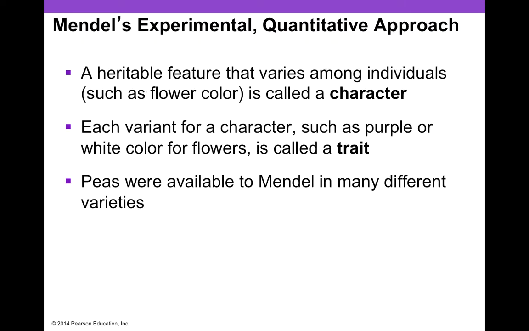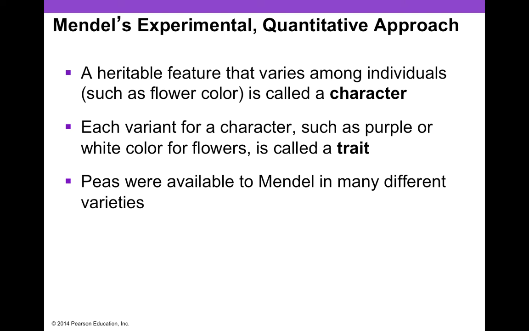So there's quite a bit of vocabulary that you'll need to be able to use, so we'll go over them while we discuss Mendel and his experiments. What Mendel was doing was looking at various characters, such as flower color or seed color, any feature that can differ between individuals. And each variant is called a trait. So for flower color, it could be purple or white. For seed color, it could be yellow or green.